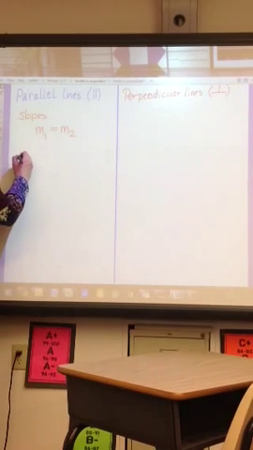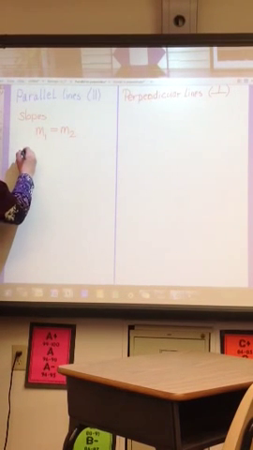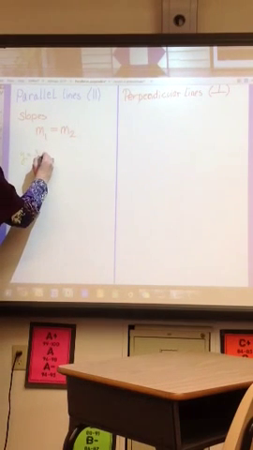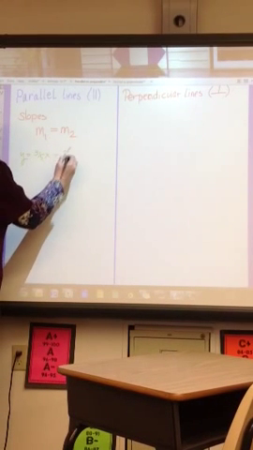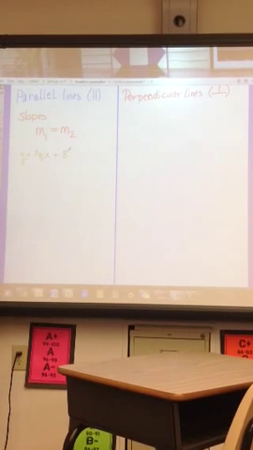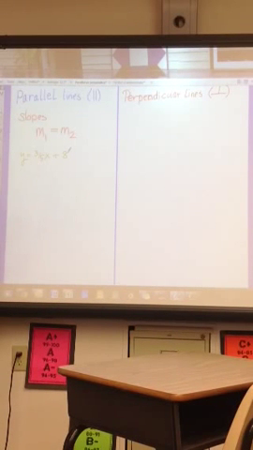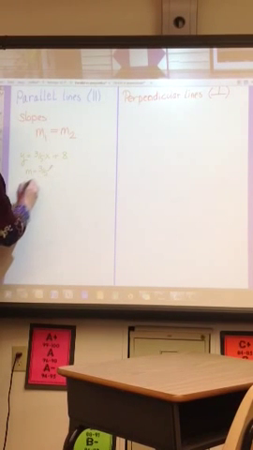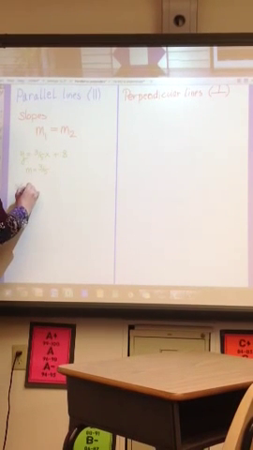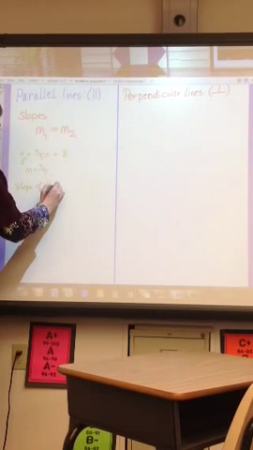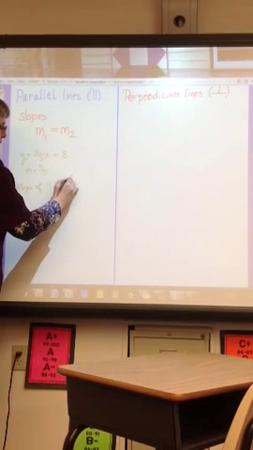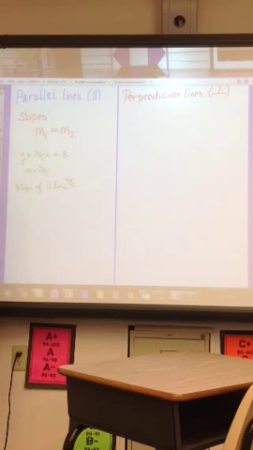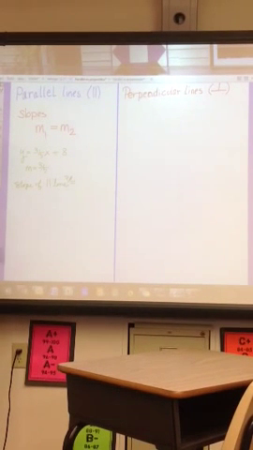So if I gave you the equation y equals 3/5 x plus 8, what is the slope of this line? AJ? 3/5. So the slope of this line would be 3/5. So what would be the slope of a parallel line? AJ? 3/5. It would be 3/5.